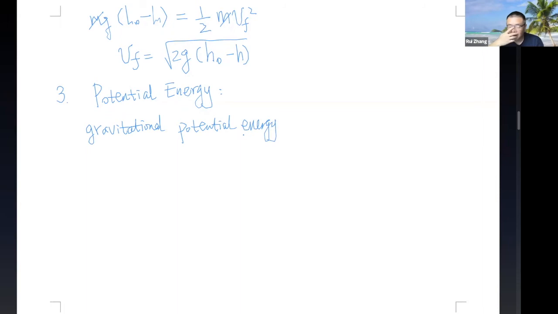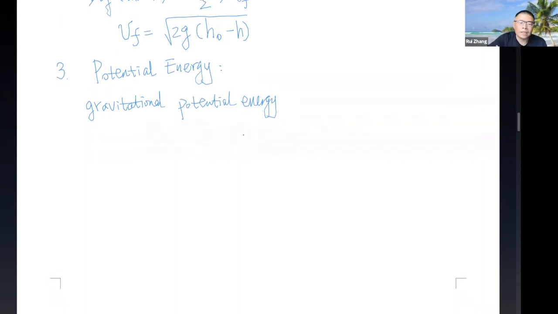Okay. So what is that? It's basically saying, I think it's called PE in the textbook. It's defined as this: M, G, and H. So this M here is the mass of the object, G is just our 9.8, and H is the height. So MGH. That's the definition of potential energy.